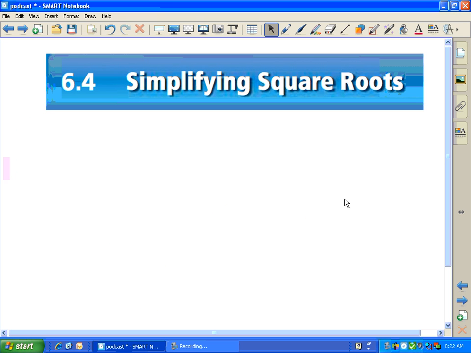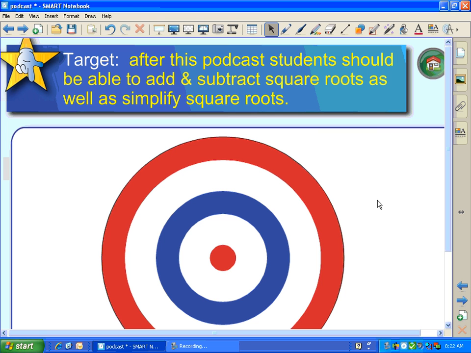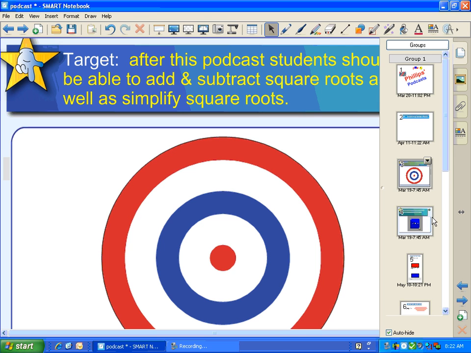Today's podcast is going to be on lesson 6.4, simplifying square roots. Our target or goal for you today is when you're done watching this podcast, you should be able to add and subtract square roots as well as simplify square roots.